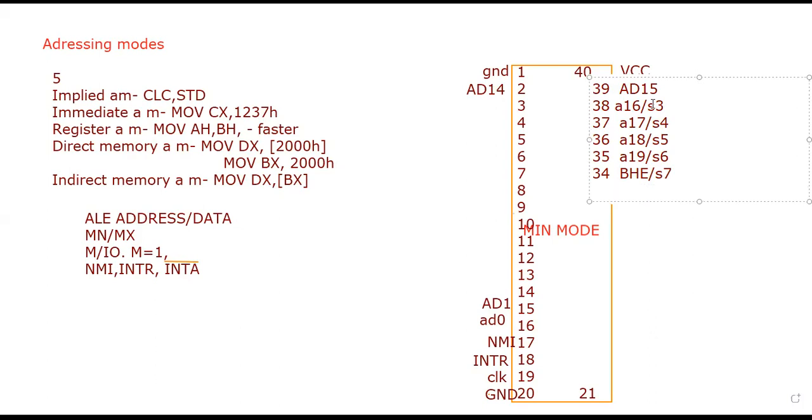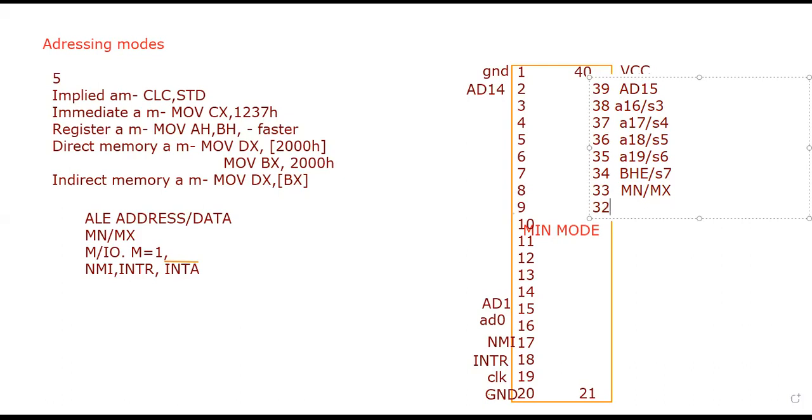Then next, after BHE, we have pin 33, and it is very important. What is that? Min and max mode. If it is 0, then it is maximum mode, and if it is 1, then it is minimum mode. Maximum mode means we have multiple processors together. If we are dealing with a single processor, then it is minimum mode.